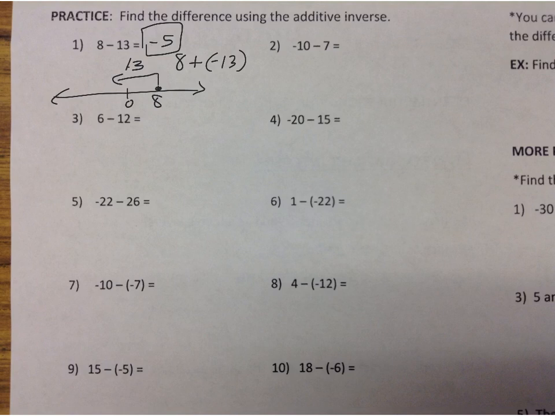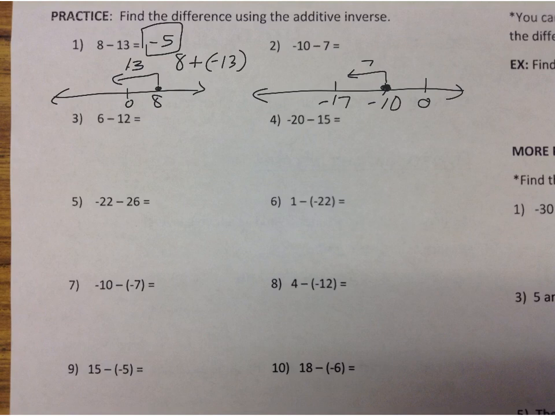Number 2, negative 10 minus 7. So here's my number line. I'm going to put 0 here, and here's negative 10. So I'm starting at negative 10, and I want to go to the left 7 spots. Now if I go to the left 7 spots, I'm going to end up at negative 17.